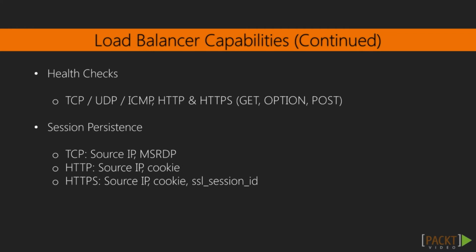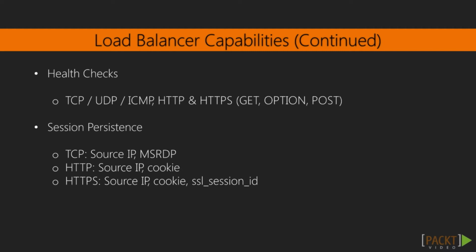Additional capabilities are health checks. So we have TCP, UDP, ICMP health checks. So these are pretty basic. Or we have more advanced ones for HTTP and HTTPS. Within HTTP and HTTPS, we can use the GET option and POST method to call the web server and verify if the service is still available.